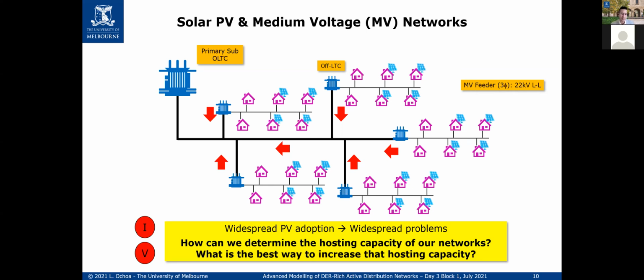So the question is then, how can we determine the hosting capacity of our networks? How can we know what is the limit? And then at least we can stop there to avoid problems, right? And then, of course, once you know the hosting capacity, what is the best way to increase that hosting capacity? How can I actually make sure that we can have more than, I don't know, 30% of the houses with photovoltaics? I can have more, because obviously we want to help people installing or being able to install this. We want to facilitate this technology to be used, all right?